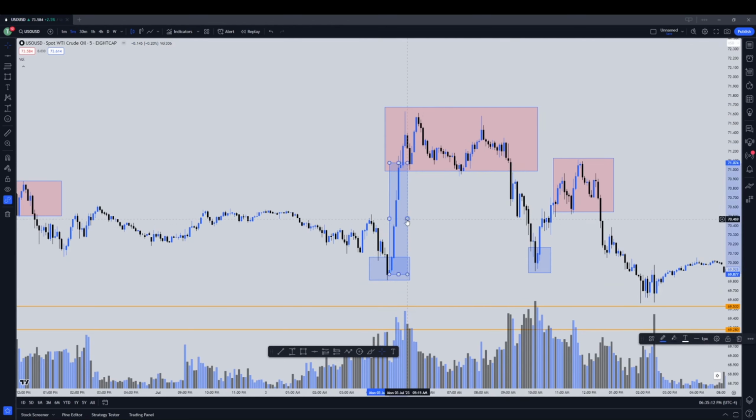And guess what? Not only that, we also have an efficient area of the market that I like to call this gap. Look at this. We filled this gap perfectly. We filled this very efficient area of the market perfectly out of this consolidation.